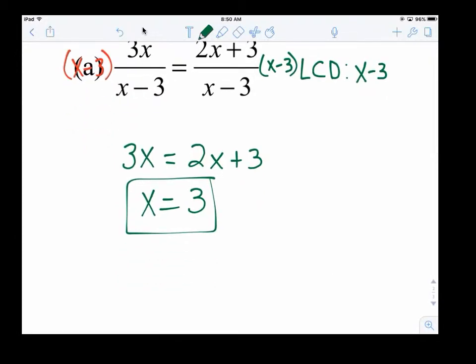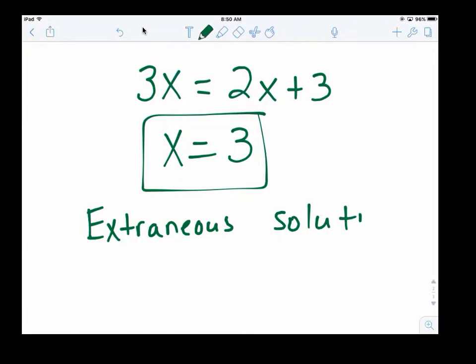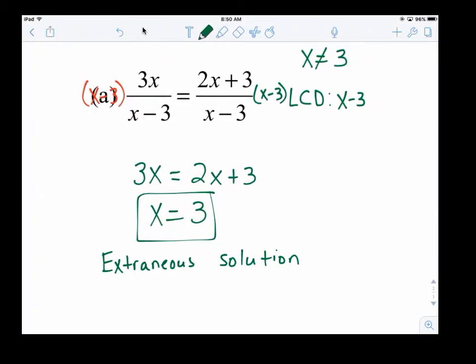Okay, so this is what's called an extraneous solution. Right, so that's like when you come up with the answer that you shouldn't be coming up with. All right, so because I'm not allowed to equal 3, and I came up with the only answer coming out to be 3, this would be just no solution, would be your final answer.